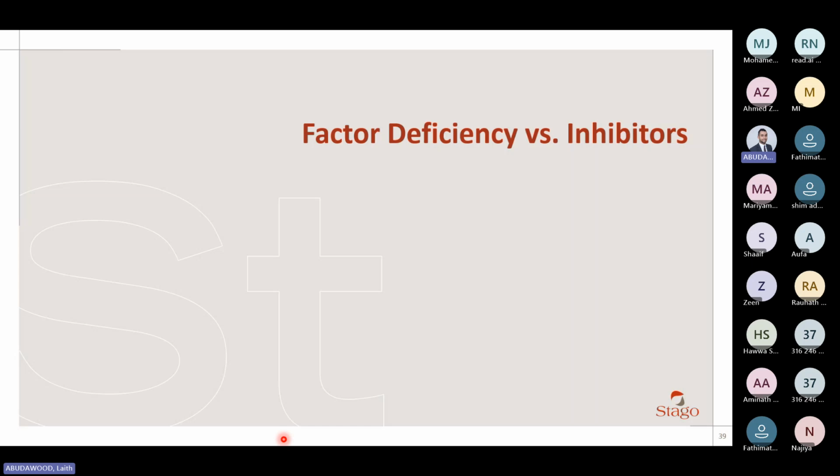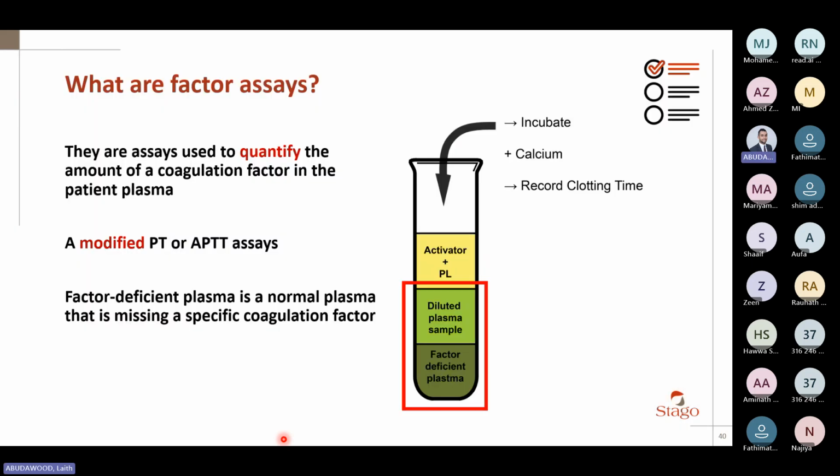So moving into factors. Before I speak about factor deficiency and factor inhibitors, what's the difference, and how do we deal with them? Now, what is really a factor assay? Of course, we have factor 8, factor 9, factor 7, all of these. Sometimes we get requests: how much is the factor 7 in my patient's blood? How much is the factor 8? Now, a factor assay is very simply a modified PT or APTT assay.